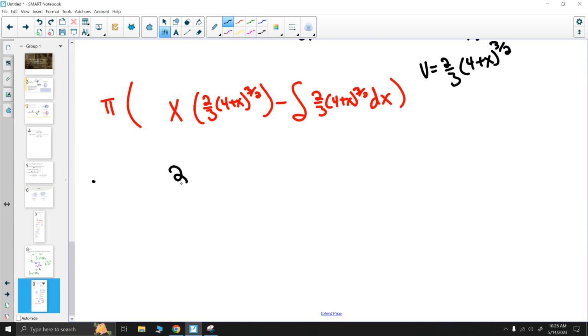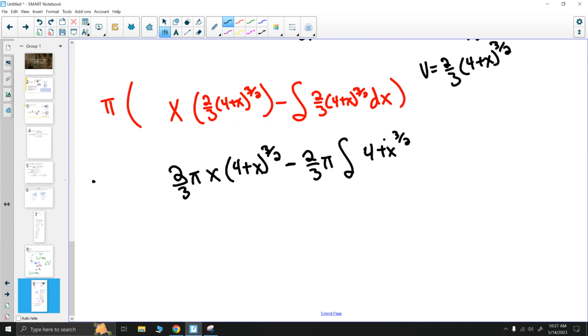We have 2/3 pi x times (4 plus x) to the 3/2 minus, I'm going to pull that 2/3 out, 2/3 pi times the integral of (4 plus x) to the 3/2 dx.